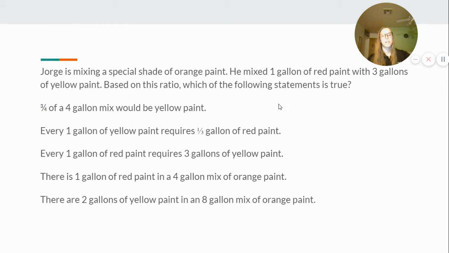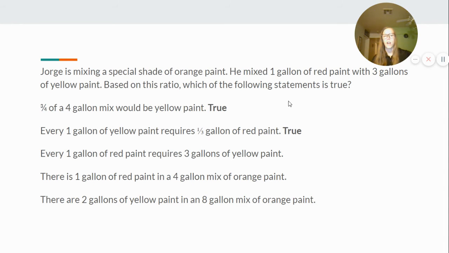Okay, so let's go back to the first one now that we looked at all of them. 3/4 of a 4-gallon mix would be yellow paint. Well, we have 3 gallons of yellow, 1 of red, which would mean 3 out of 4 would be yellow. So that one is true. Every gallon of yellow requires 1/3 of a gallon of red paint. 1 times 3 is 3. 3 times 1/3 would be 1. So that would be correct also.